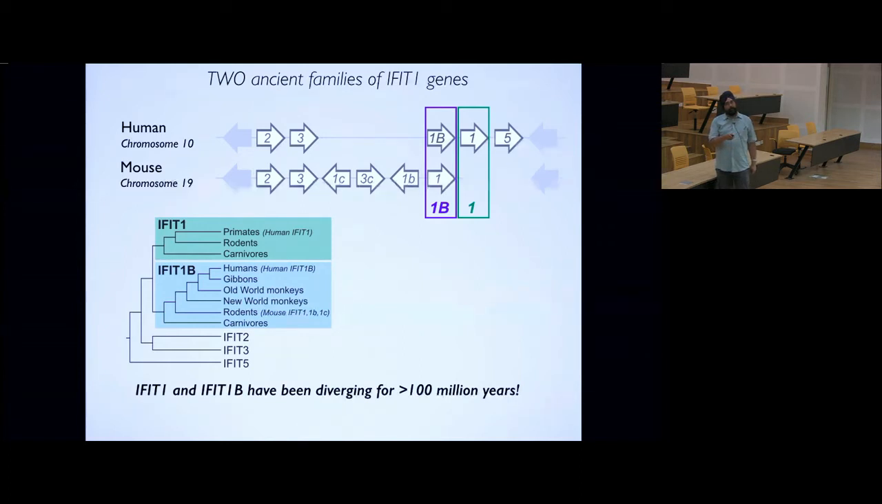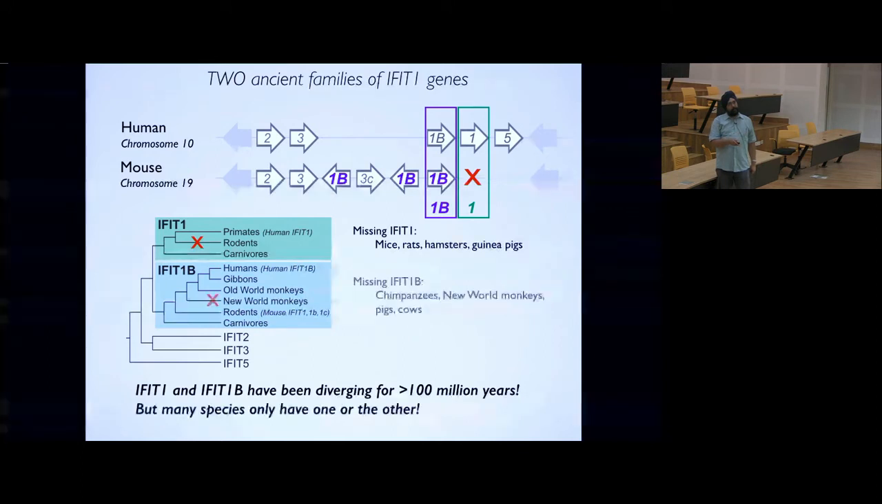So what people had been calling IFIT1 is actually IFIT1b, and in fact, to make matters even worse, rodents entirely lack a functional IFIT1, and most primates entirely lack a functional IFIT1b. So when you do a BLAST search with IFIT1 in human, looking for the closest gene in mouse, you find IFIT1b, and then you complain about the fact that the properties don't match, but they are completely different genes.